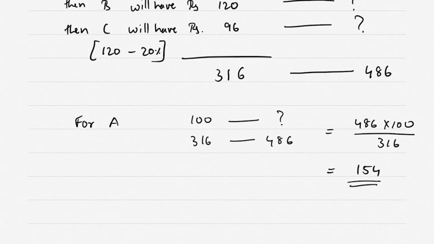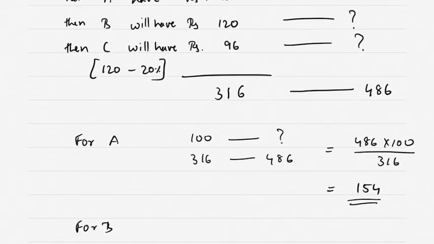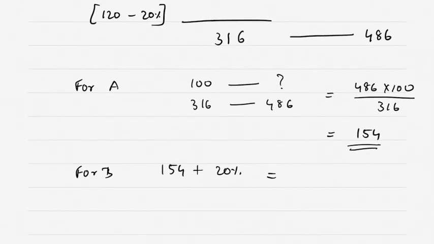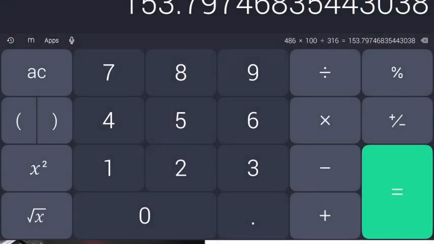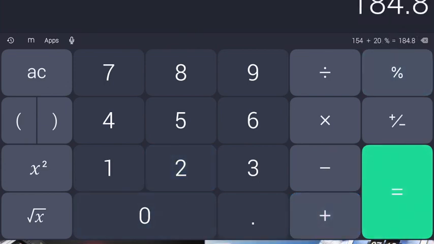Then for B, 20% more than A. So what you can do is just do 154 plus 20%. You can do this, or you can do cross multiplication also. B is having 20% more than A, right? You can just do 154 plus 20%, or you can again cross multiply. If 316 is 486, 120 is how much? That also you can do. So 154 plus 20% comes to approximately 184. Let's see. 154 plus 20% is 184.8.